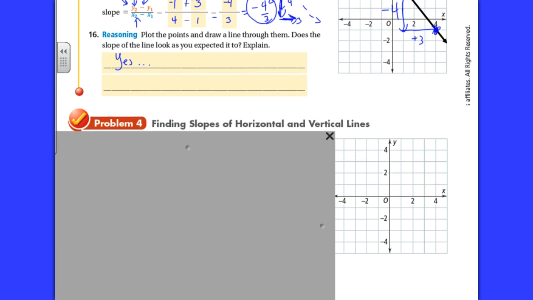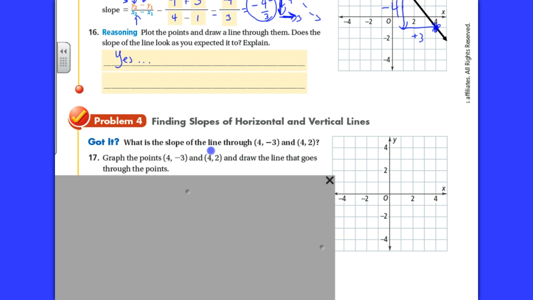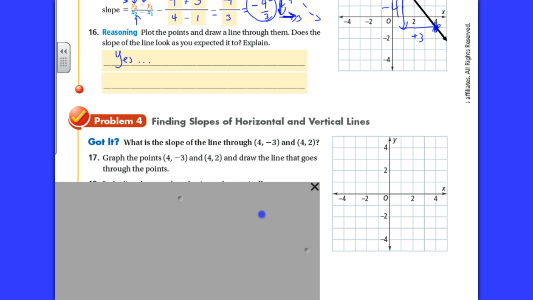Okay, so with that said, let's look and see what happens if we have a horizontal or vertical line. And we can go through this one a little bit faster now. This one says, what is the slope of the line that goes through these 2 points? Let's see what happens, something strange here. 4, negative 3, so let's just go ahead and plot it. It says graph here first on 17. 4, negative 3 is right there. And then 4, 2 is right there.